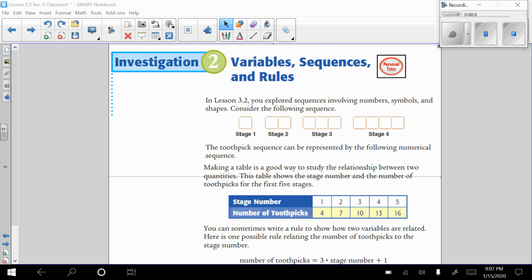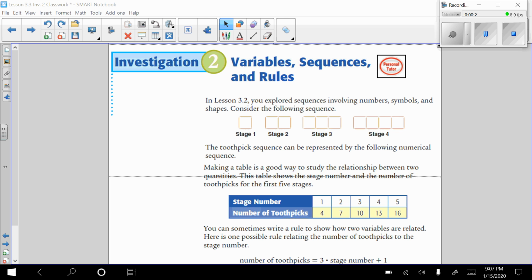Going to continue variable sequencings and rules that we've been talking about. This is lesson 3.3.2. In lesson 3.2, you can explore sequencing involving numbers, symbols, and shapes. Consider the following sequence: stage 1, 2, 3, and 4.